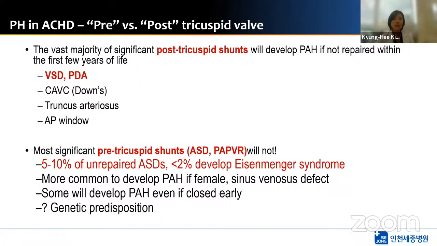For pH in congenital heart disease, we can divide it into pre- versus post-tricuspid valve. The vast majority of significant post-tricuspid shunts will develop pH if not repaired within the first few years of life, like PDA or VSD. However, if you treat with pH medication, you have a chance to close them. Most significant pre-tricuspid shunts will not. 5 to 10% of unrepaired ASD develop Eisenmenger syndrome.